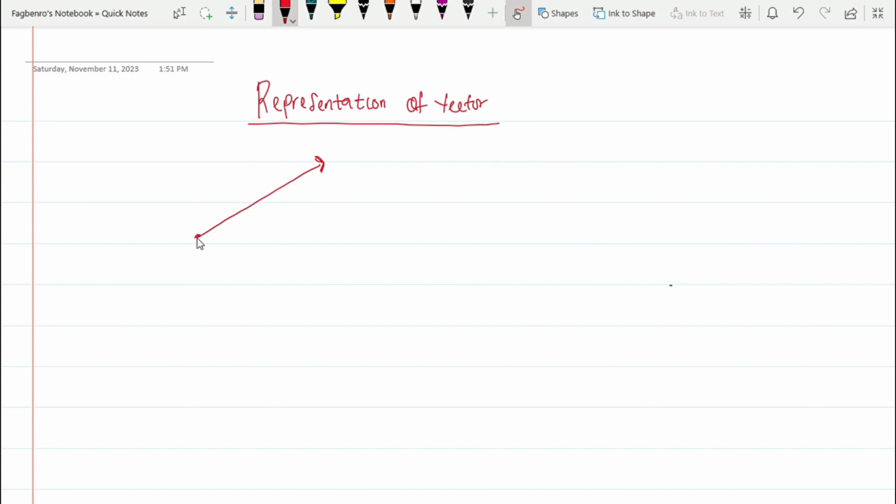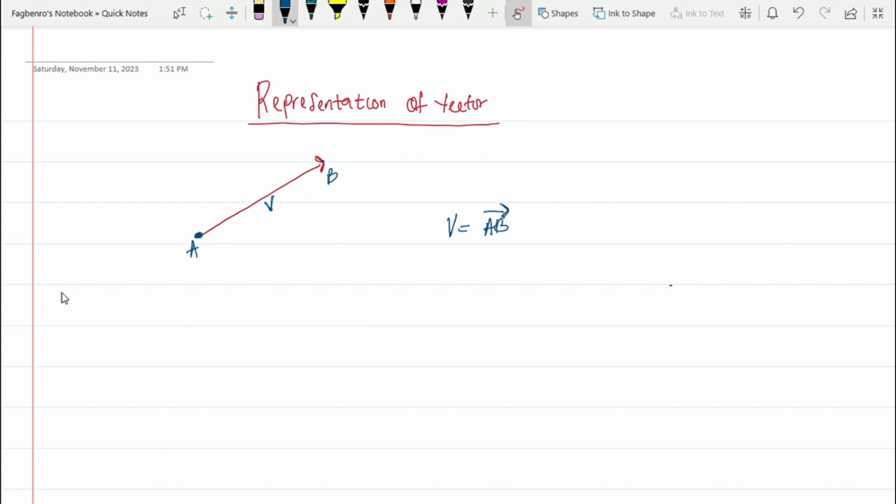And at this point, let me use another color here. At this point, this is our initial point and this is our what? Our terminal point. So we can label this A and B, but don't forget that this vector is just this vector v. Now, to represent your vector v in writing, it will be v equal to AB with this arrowhead here. That is how to represent vector.